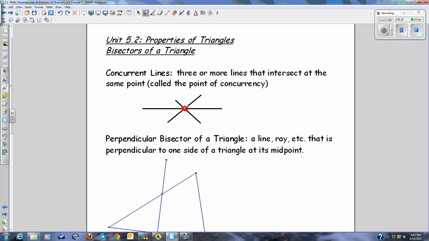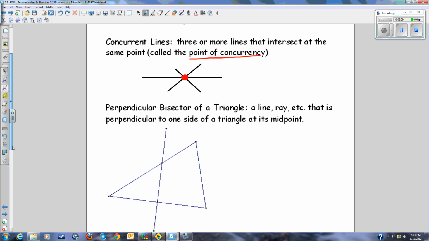What I'm highlighting in red here is the point of concurrency. So if they intersect at the same point, they're concurrent lines. That's an expression we'll be using.